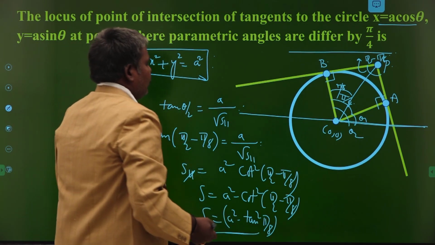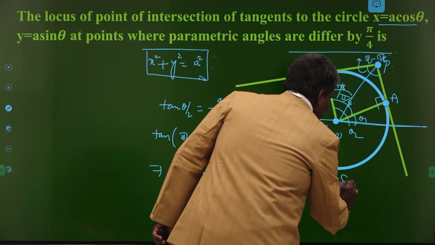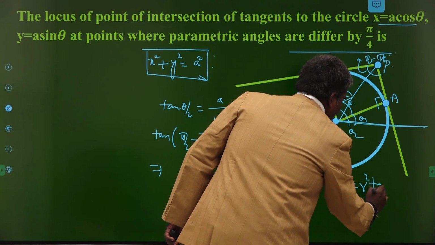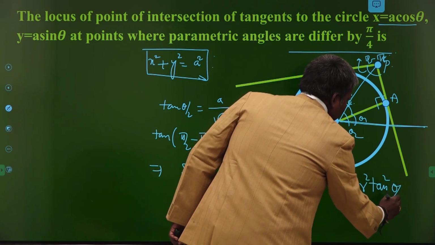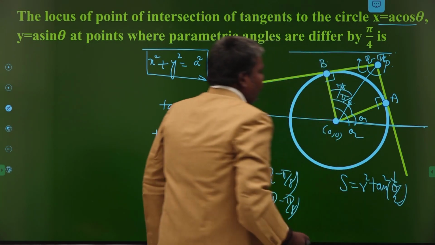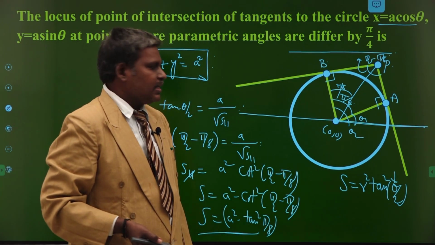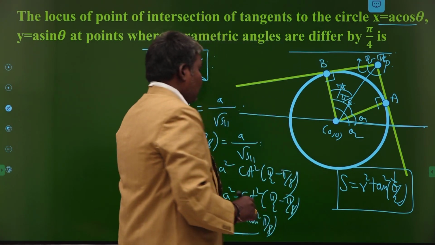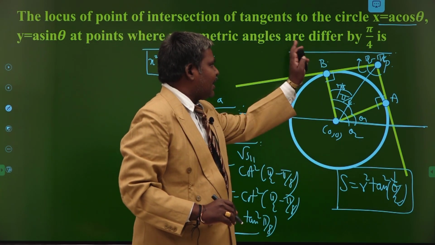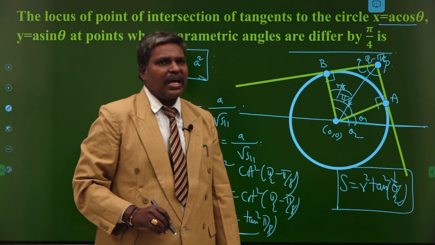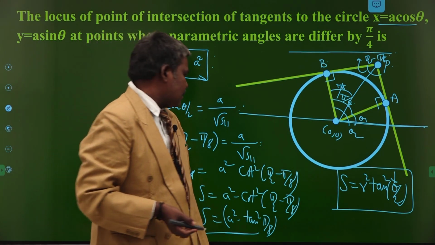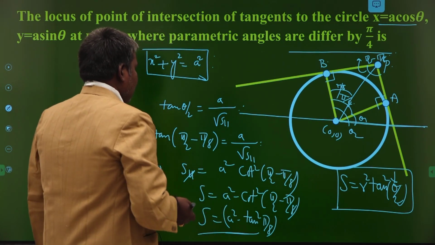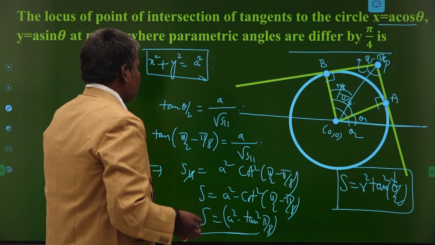Directly you may remember the formula as S is equal to R square tan square theta by 2, where theta is the difference between the parametric angles. Directly you can use this formula, but I derived it here. If you remember this formula, you can write it directly within one step. S is equal to R square tan square theta by 2 is your answer. What is tan pi by 8 now? Tan 22.5, that is root 2 minus 1.